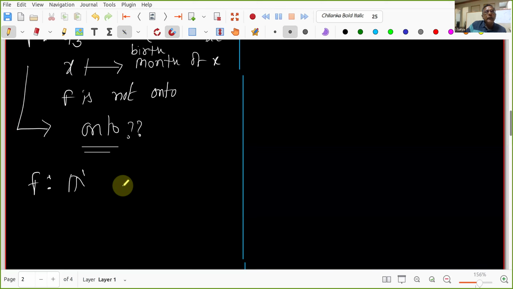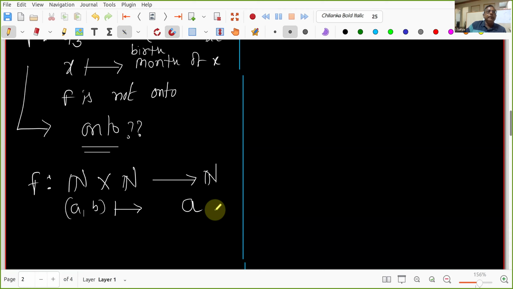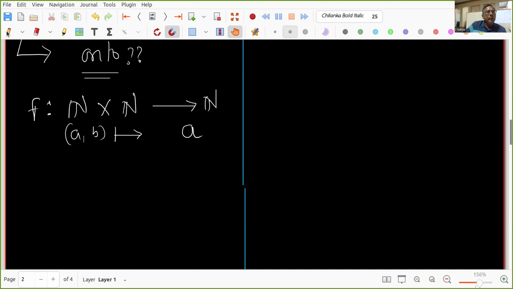So I'm taking N cross N to N. My function is from N cross N to N. My map is that (a, b) is mapped to a only, right? So also think about what you mean by N cross N.